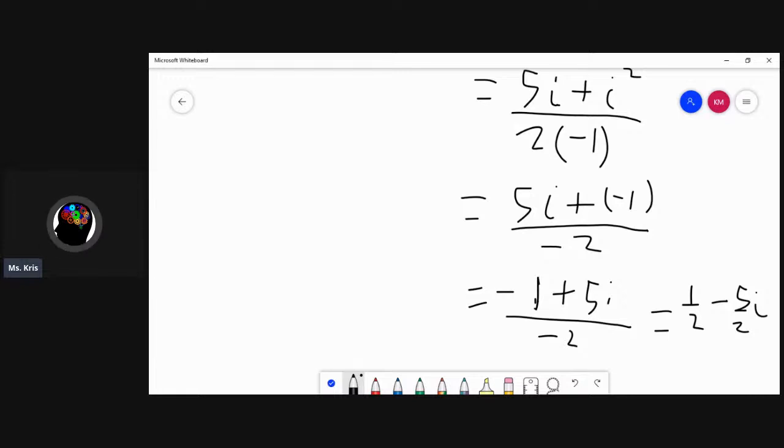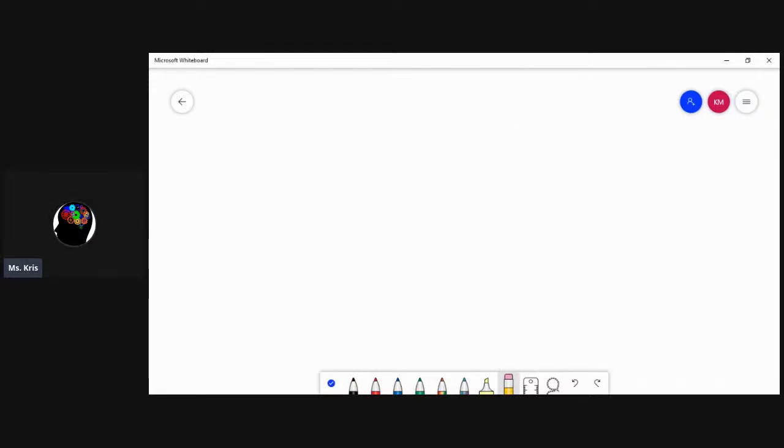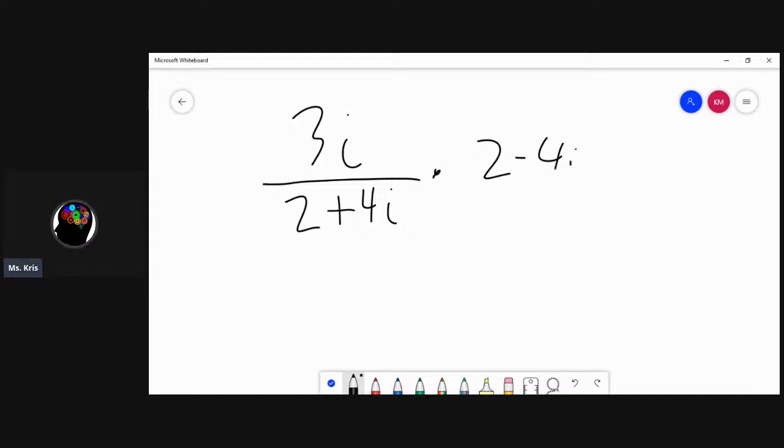Now, say for instance you have a plus or a minus conjugate for your complex number. Here's how you would solve it. Example: 3i over 2 plus 4i. The conjugate of 2 plus 4i is 2 minus 4i. And of course, what you do on the bottom, you must do on the top.